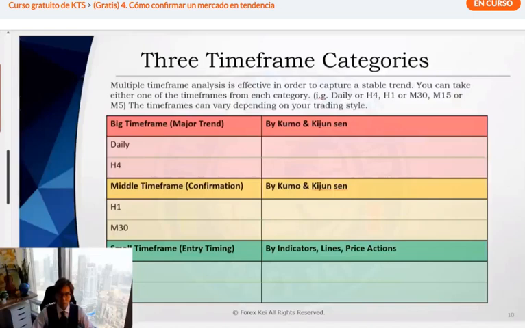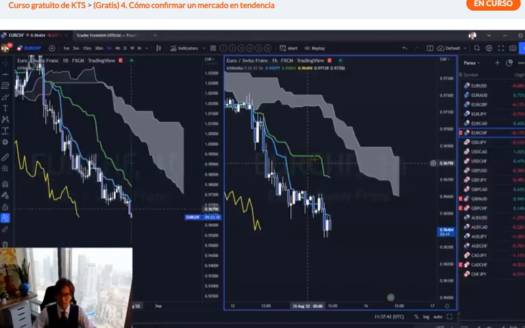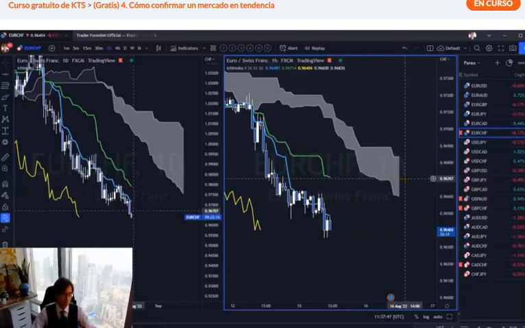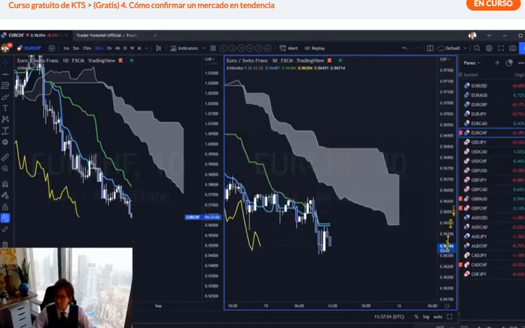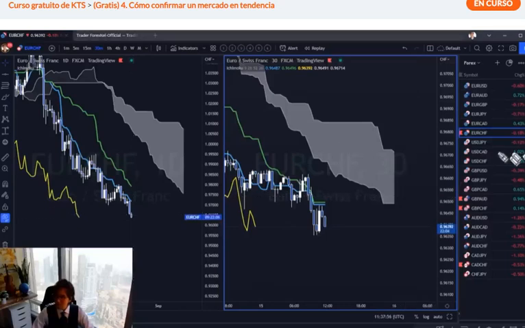Also you can check the M30 and see which one has a thicker and longer Kumo. If M30 has a thicker Kumo than 1 hour, then you better take M30 for the confirmation part. So let me switch to M30 on the right. Here we go, here is M30. M30 shows Senko span B is down. So it's nice, Kumo is down, Senko span B is down. But if you look at the Kijun Sen, it's flat. So Kijun Sen flat, Senko span B is down.